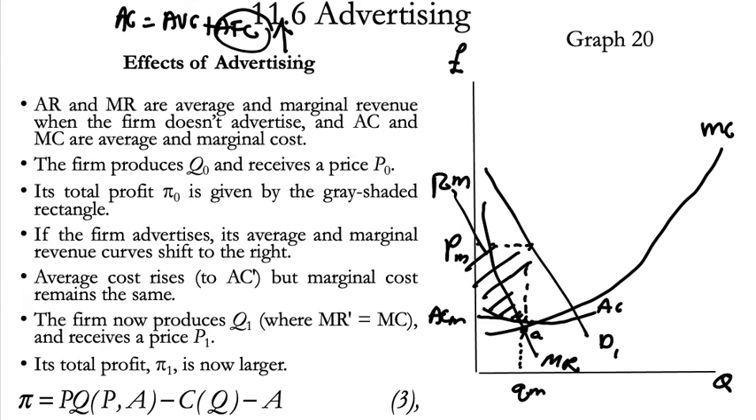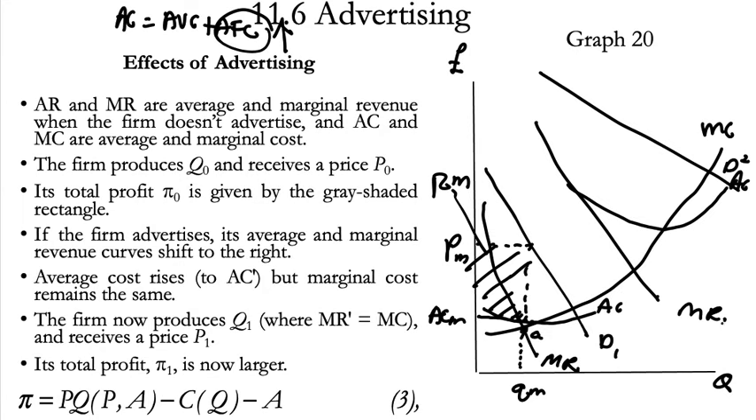So when fixed cost increases, average fixed cost also increases. So the average cost may increase here. But at the same time, after advertisement, consumers in the market become more influenced to your product. So the demand will increase. Let's say demand increases to D2. Therefore, the associated MR is here, MR2.